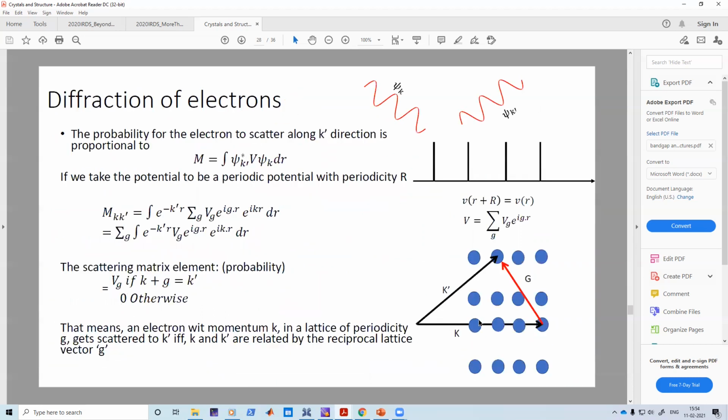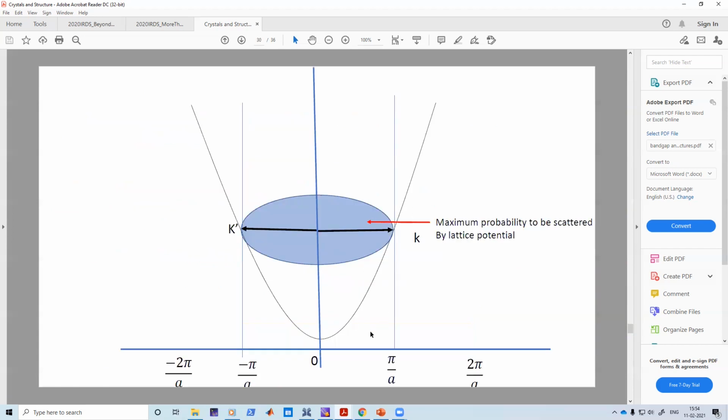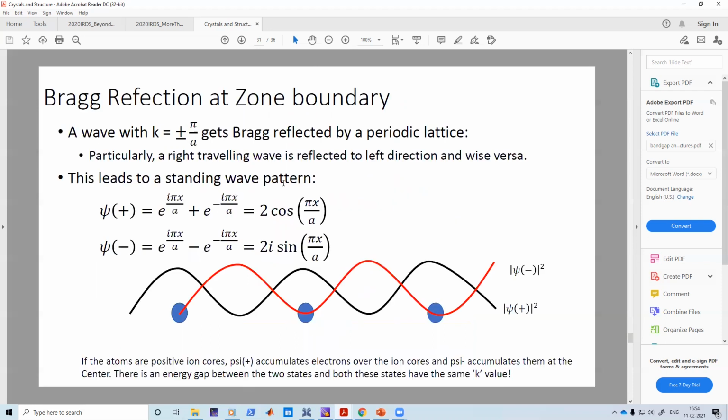So this is what we saw previously, and we showed that as you start increasing k values, when the k value becomes close to pi by a, half the reciprocal lattice vector, then the electron at this particular point is getting scattered back to the k prime point, right? And hence the separation now is about the reciprocal lattice vector b. And these two electrons now will interfere, giving you a standing wave instead of the plane waves that we saw previously. Right? So this is also called the Bragg reflection at zone boundaries.